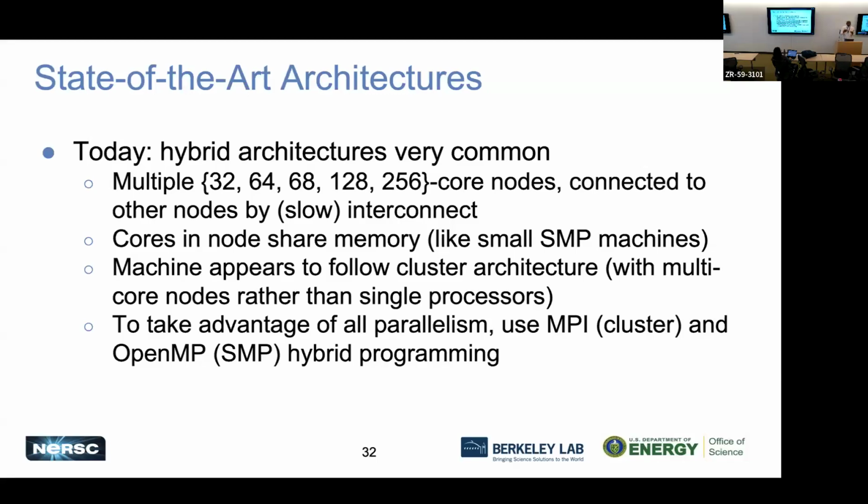So a lot of the state-of-the-art architectures are hierarchical and hybrid, with different computational hierarchies as well as memory hierarchies. You can think of these systems as having each node with 32 to 256 cores available to parallelize your workload. With this type of architecture, most of the time we're going to have memory shared in those nodes, and that allows it to appear like a cluster architecture.